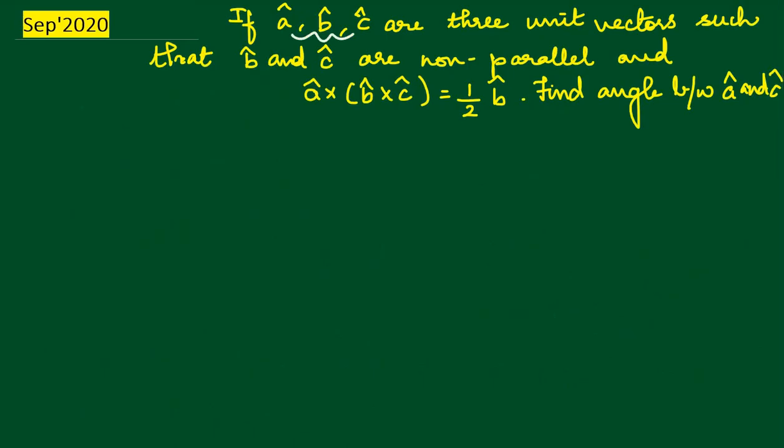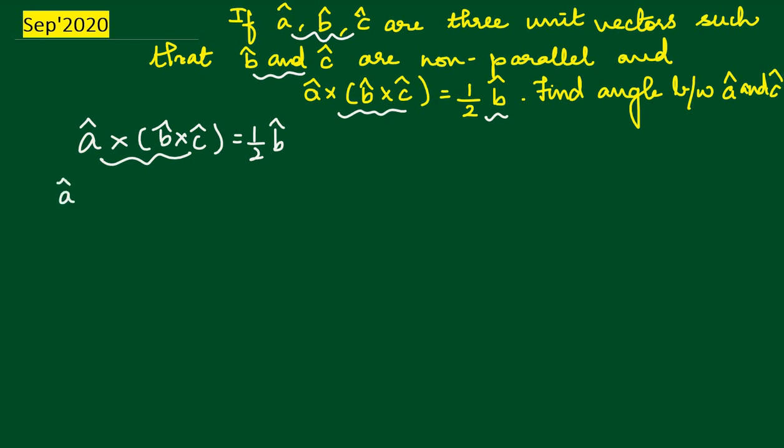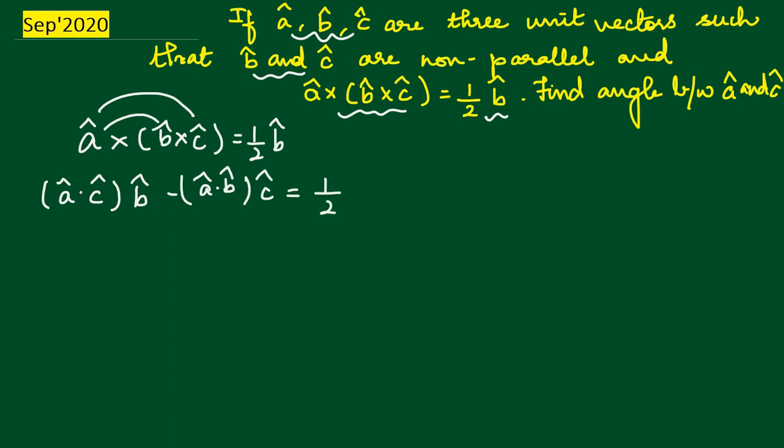The next question: if A, B, C are unit vectors such that B and C are non-parallel and the vector triple product A cross (B cross C) is equal to half of B cap, find the angle between A and C. So given A cross (B cross C) is equal to half B cap, the unit vector. So we know the vector triple product: A cap dot the vector which is far away from A to be taken first, so (A dot C) into B cap, minus the vector which is closest, that is (A cap dot B cap) into C cap, which is equal to half of the unit vector B.